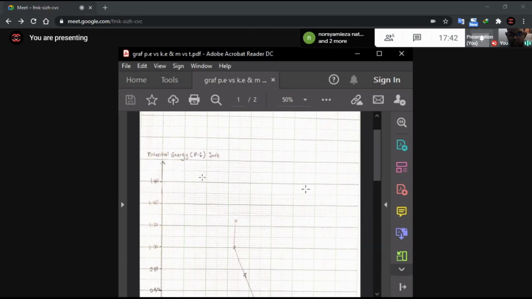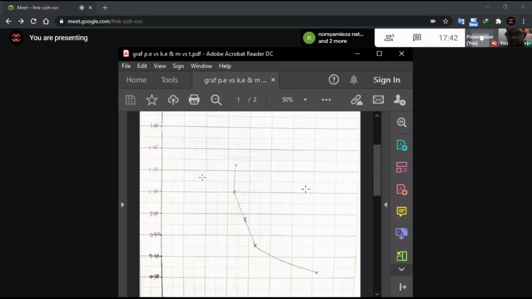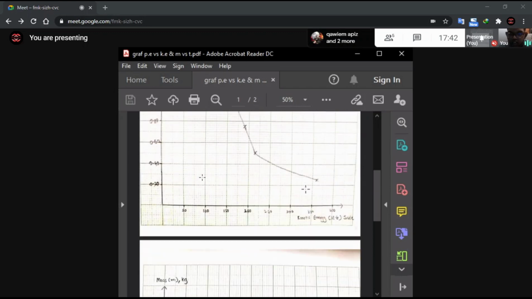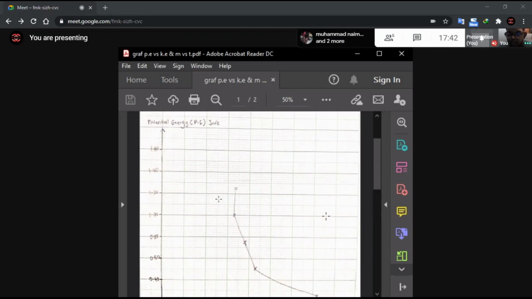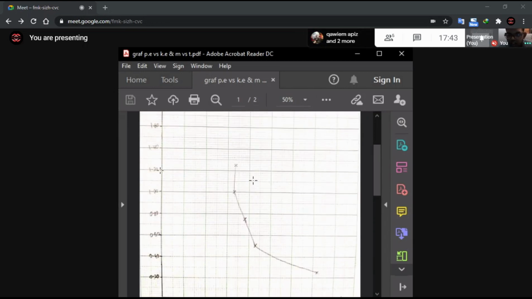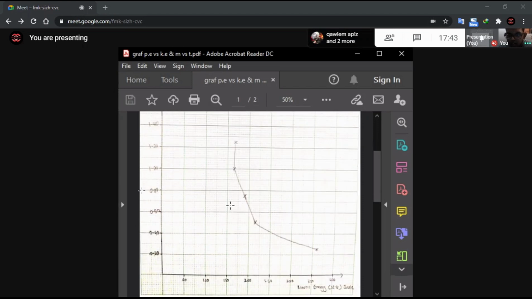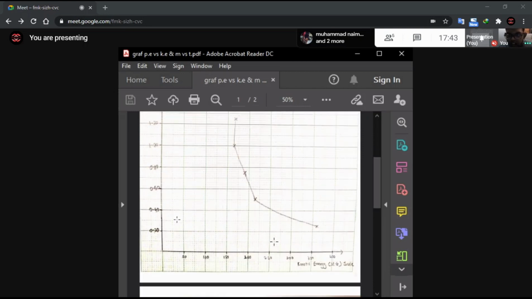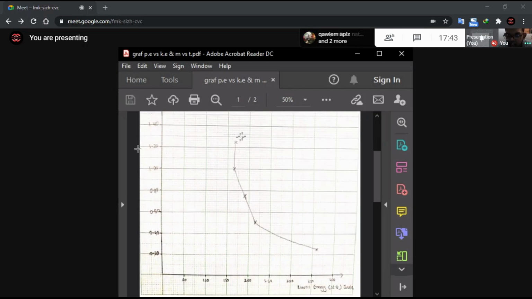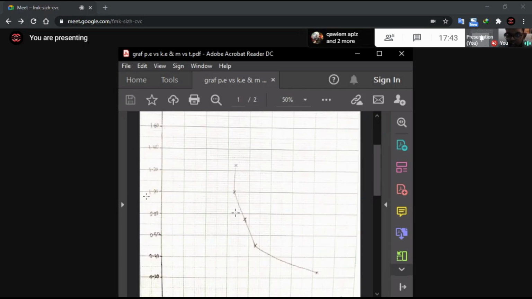From the results obtained, this is the graph that we have got. This is the potential energy versus kinetic energy graph. This is the y-axis labeled potential energy, and this is the x-axis labeled kinetic energy. From this graph, we can see that as the kinetic energy increases, the potential energy also increases.